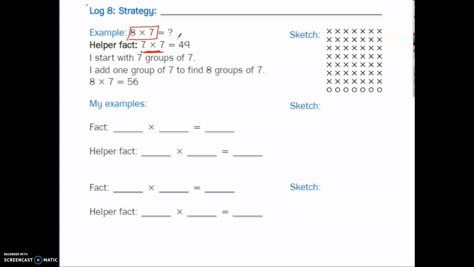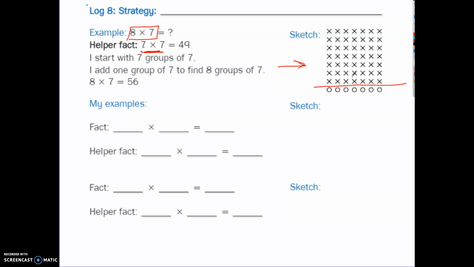So I start with 7 groups of 7. I can go ahead and make an array for my 7 groups of 7. And then I just need to add on one more group to get to 8 times 7, which is 56.